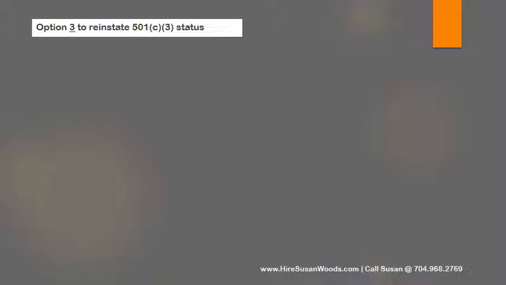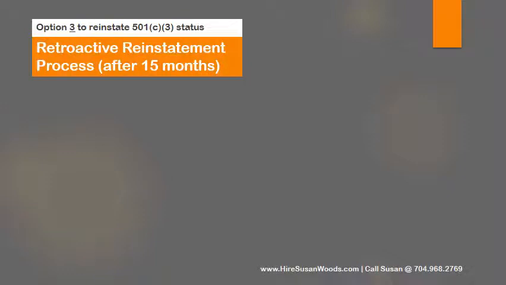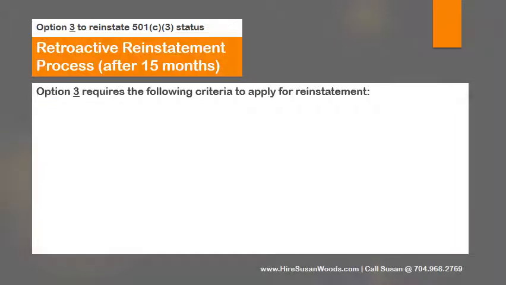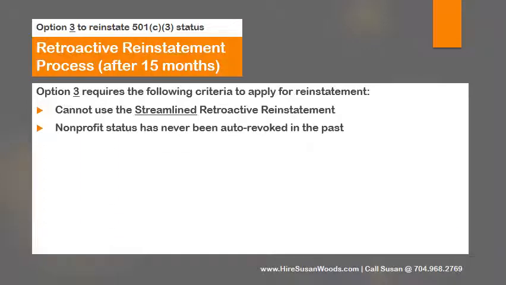Option 3 to reinstate 501c3 status is the retroactive reinstatement process after 15 months. So it's slightly different from option 2. Option 3 requires the following criteria to apply for reinstatement. Cannot use a streamlined retroactive reinstatement process. We know that. Nonprofit status has never been auto-revoked in the past. Okay, got that.